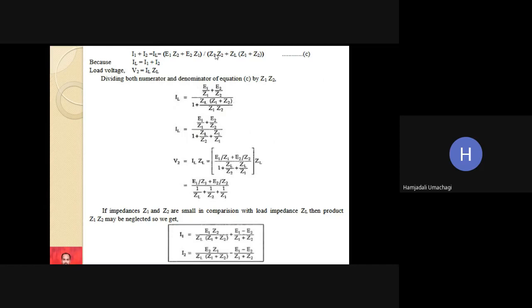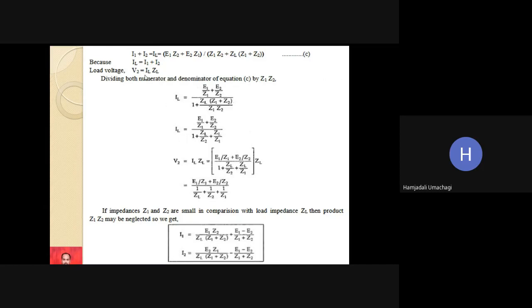Similarly, on the denominator side, Z1 Z2 is already there. So dividing by Z1 Z2 will be simply 1. The remaining will be ZL into Z1 plus Z2, whole divided by Z1 Z2. So this will be the expression for the total load current. On rearranging the terms once again, the load current IL is given by E1 by Z1 plus E2 by Z2, the numerator being the same, divided by 1 plus, simplifying these brackets, ZL by Z2 plus ZL by Z1. So this is the total load current IL.